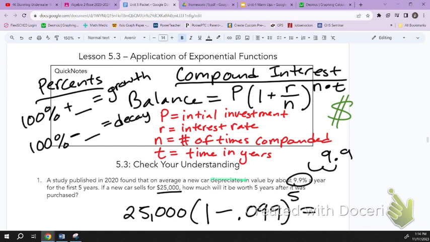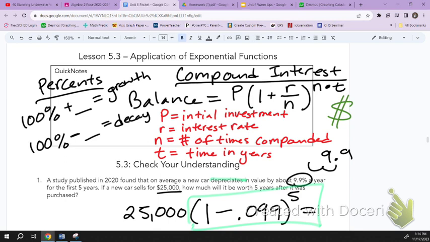So we're going to subtract because I'm depreciating in value. So what I would recommend in your calculator is that you do this part first and then times it by 25,000. How much is your car worth after 5 years?